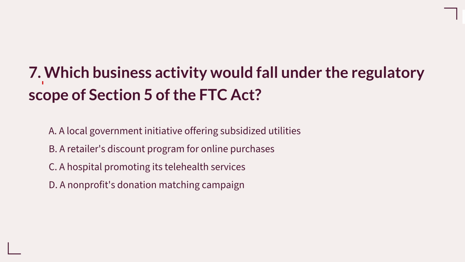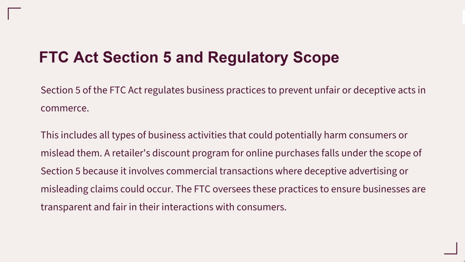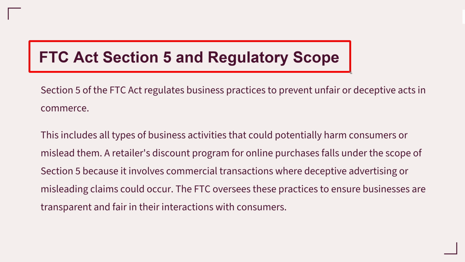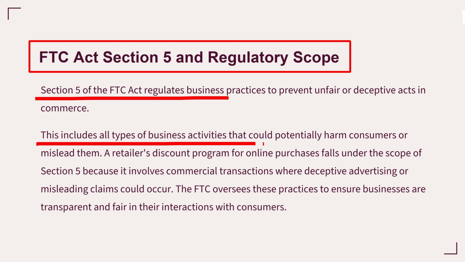Question 7. Which business activity would fall under the regulatory scope of Section 5 of the FTC Act? The knowledge points of this question are: FTC Act Section 5 scope. Section 5 covers all kinds of business activities to stop unfair or misleading practices. For instance, online discounts or promotions must be clear and honest, and the FTC ensures that businesses don't trick consumers.